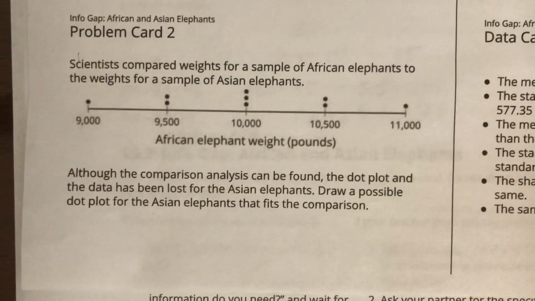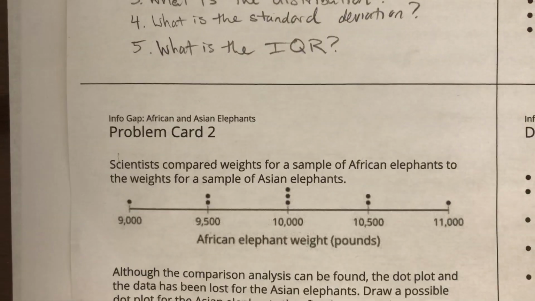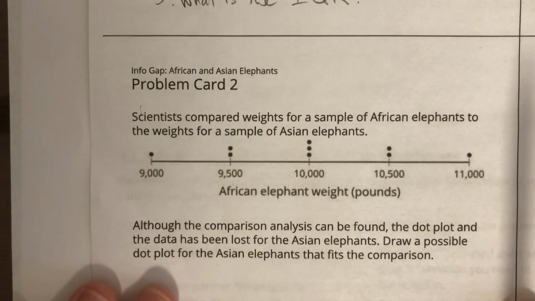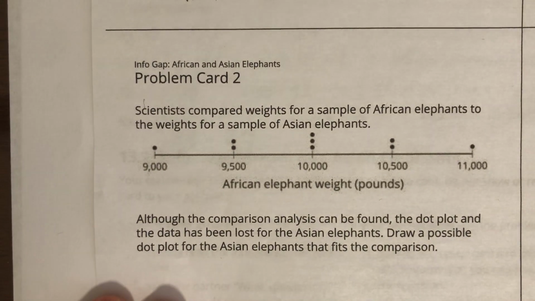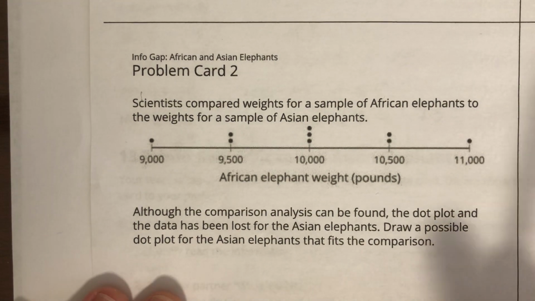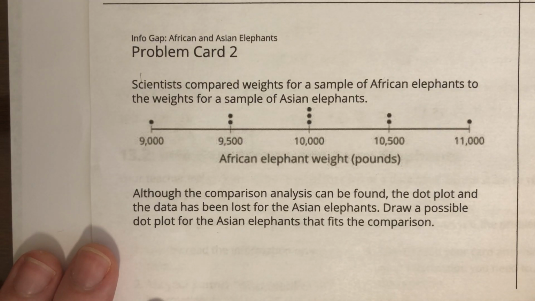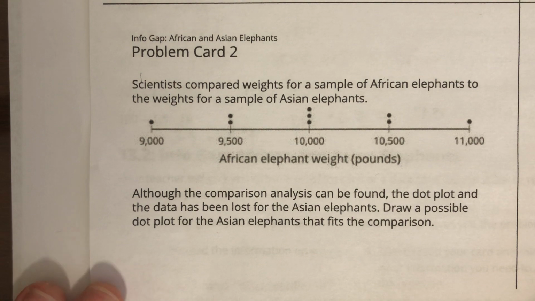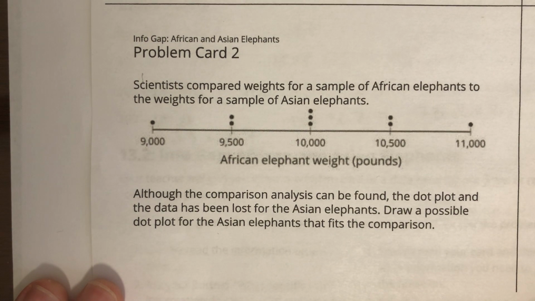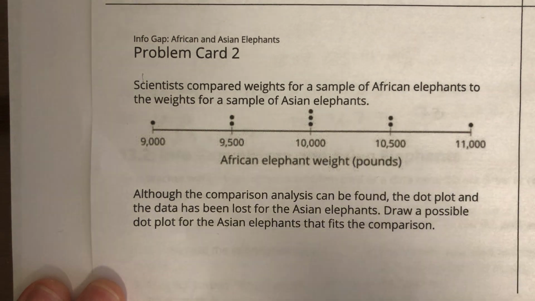Okay, problem card 2. I hope I didn't give away that one. All right, scientists compared weights for a sample of African elephants to the weights for a sample of Asian elephants. So we're given a dot plot. Although the comparison analysis can be found, the dot plot and the data have been lost for the Asian elephants. Draw a possible dot plot for Asian elephants that fits the comparison.